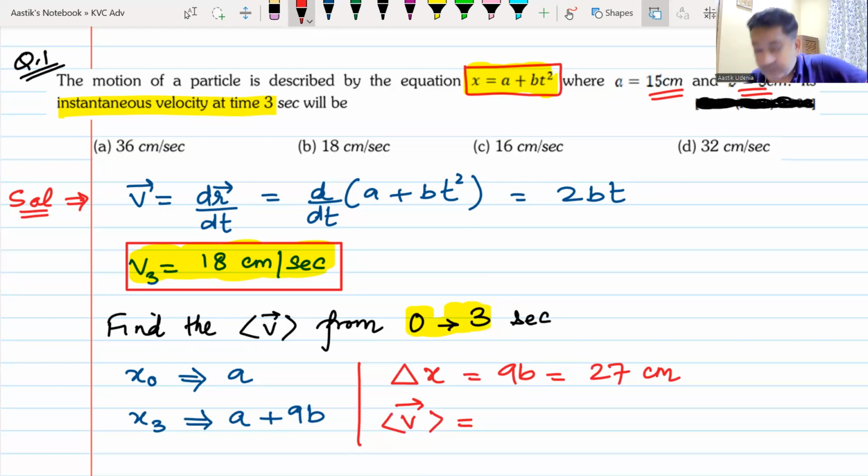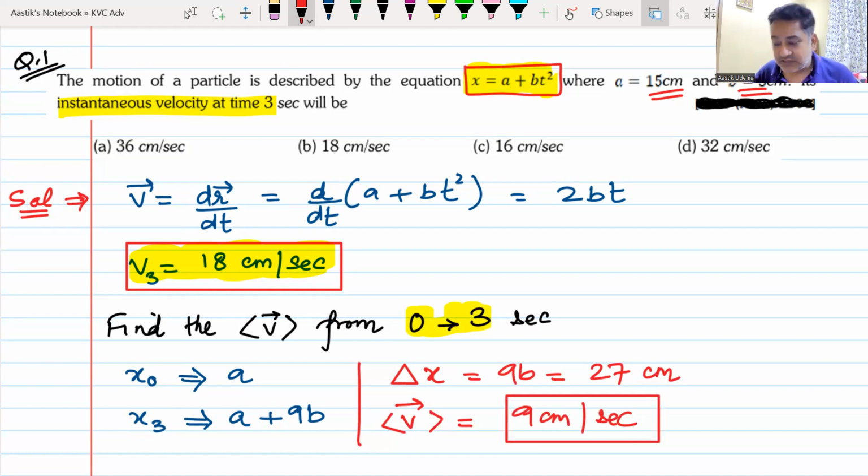Nine, sir. 27 divided by 3. Total displacement is 27, divided by total time, which is 3. So 9 centimeters per second. And remember, it has got nothing to do with your instantaneous velocity. Your instantaneous velocity was found out in a totally different way. Your average velocity was found out in a totally different way, and they are coming the same because this particle is not moving with uniform velocity. If it was moving with uniform velocity, both the values would have come the same.